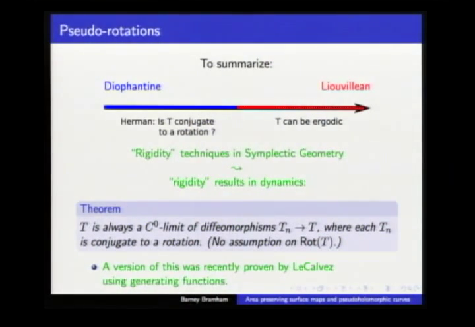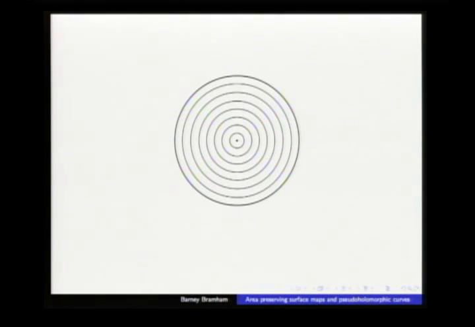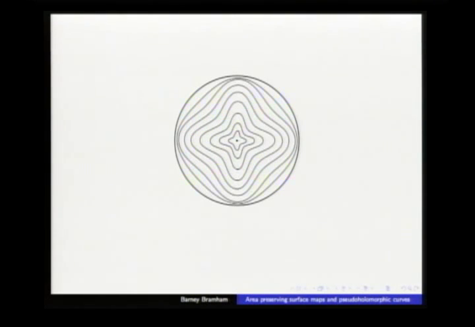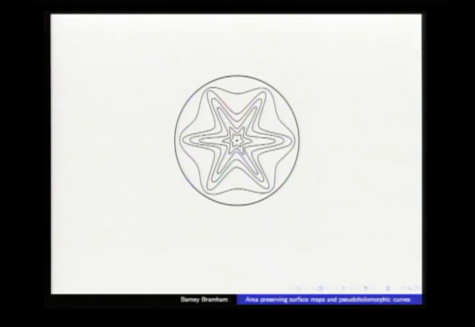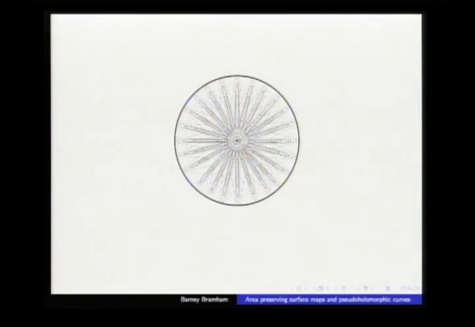So let me illustrate now. Again, what this is saying is you have your pseudo-rotation, and there's a sequence of maps for which the disk is filled by invariant circles that are converging somehow to your limiting map. And if the limiting map happens to be ergodic, of course, that means the circles are getting wilder and wilder in the limit.